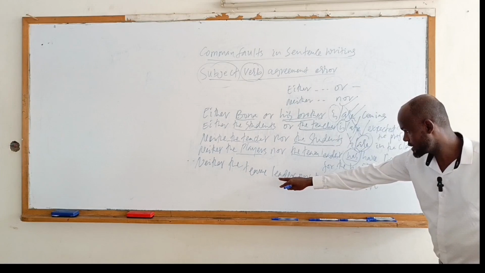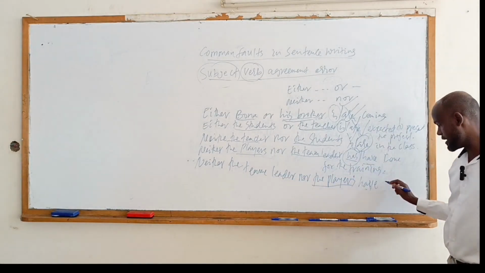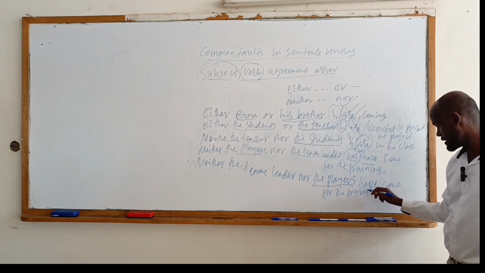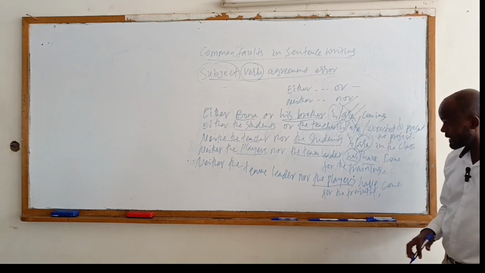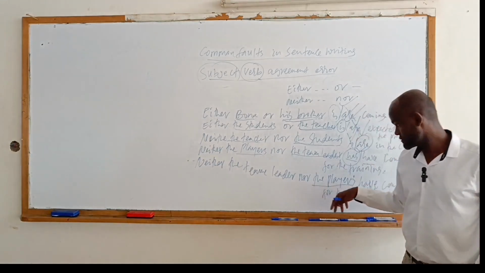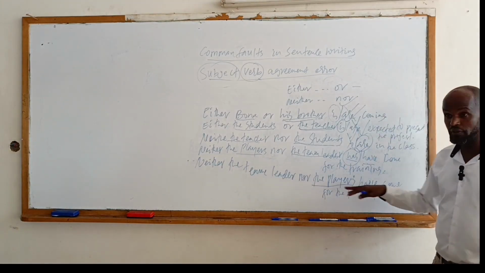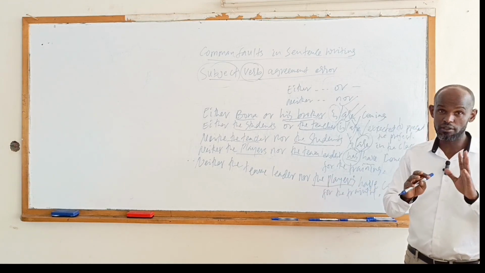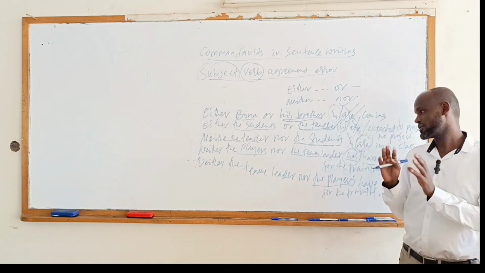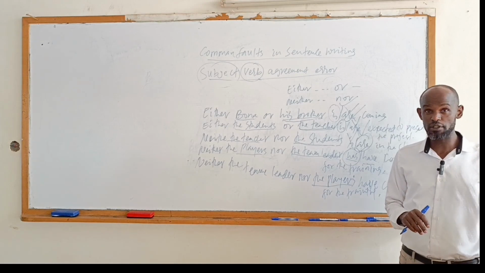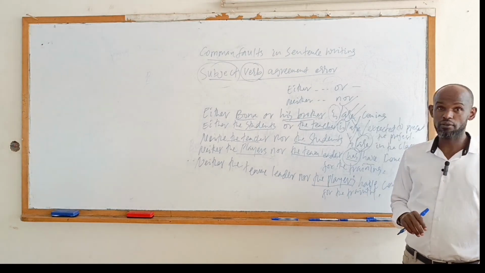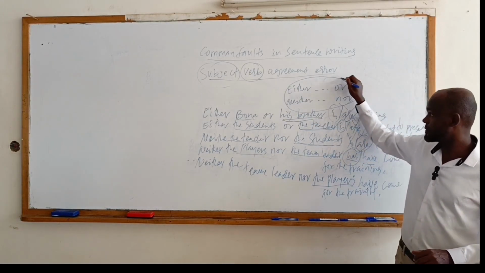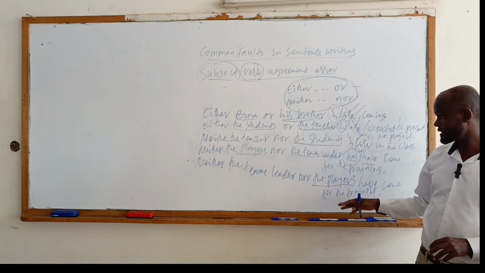Neither the team leader nor the players have come for the training. Now, writing in such a way is very preferable, very important. So do it this way when you come across two subjects, one plural and the other singular. State the plural subject nearer to the verb. This is actually the way we can maintain subject-verb agreement in sentence writing.